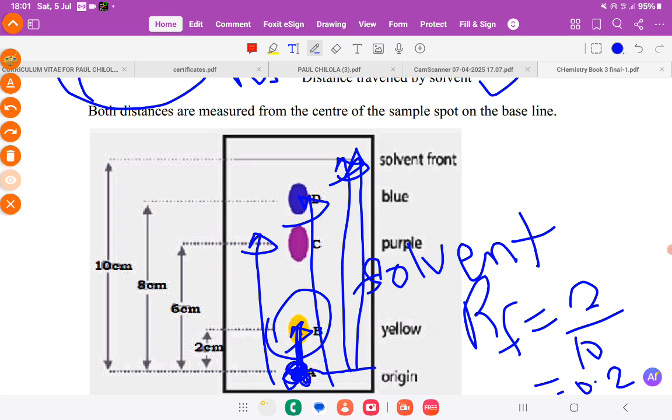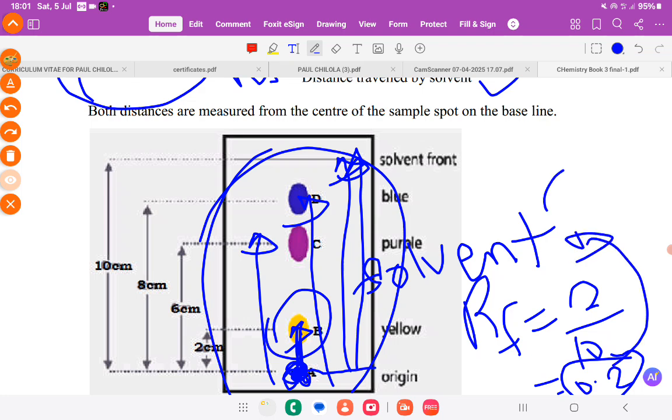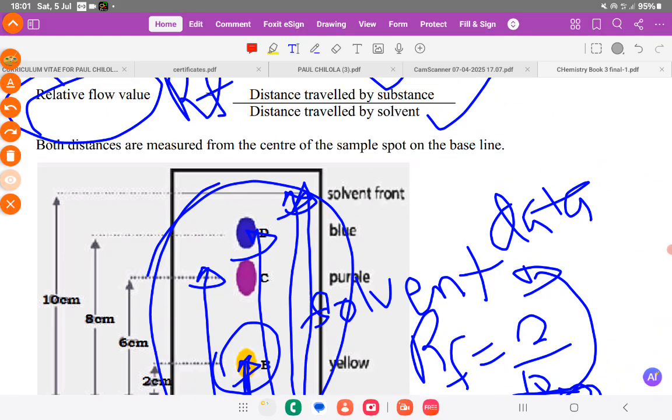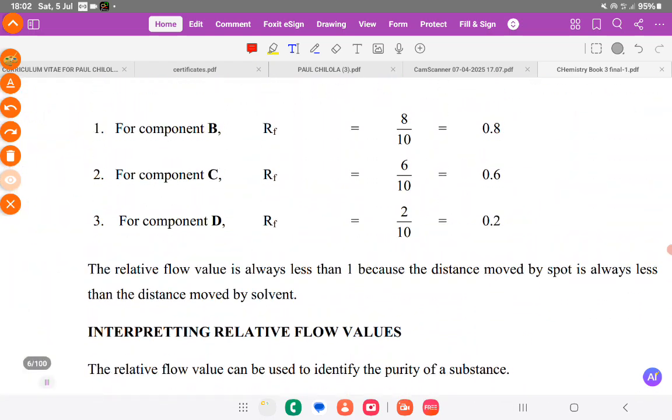So relative flow values can be used to identify substances. Let's say you found 0.2 in a formal calculation. Then you go to data. You check data in a textbook, and then compare the relative flow value which is recorded in the book and that which you have calculated, and then you tell what substance it is that has that particular relative flow value. Very important to note that. Right, so that's very, very important.